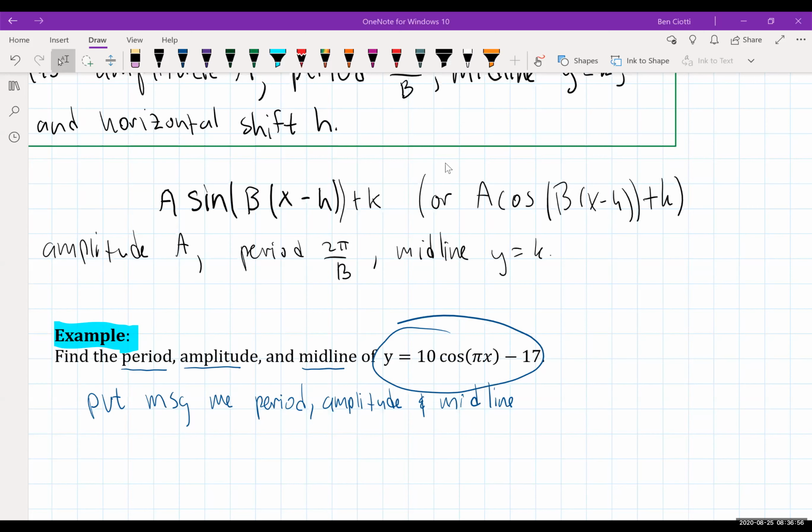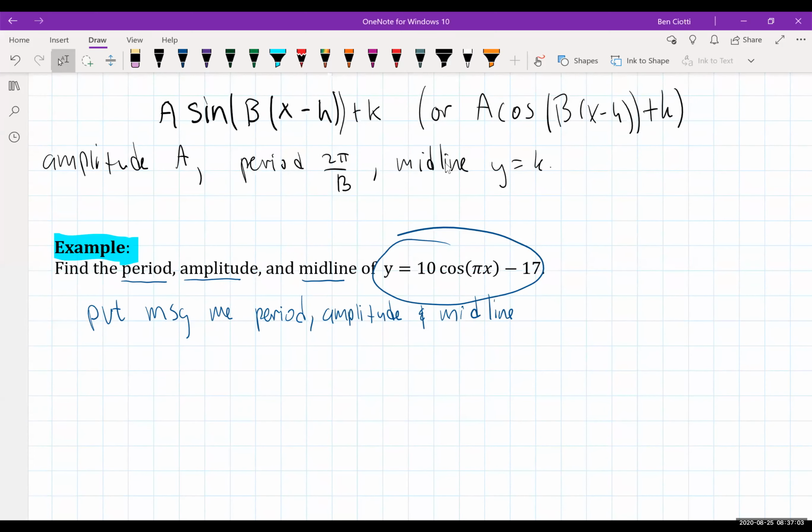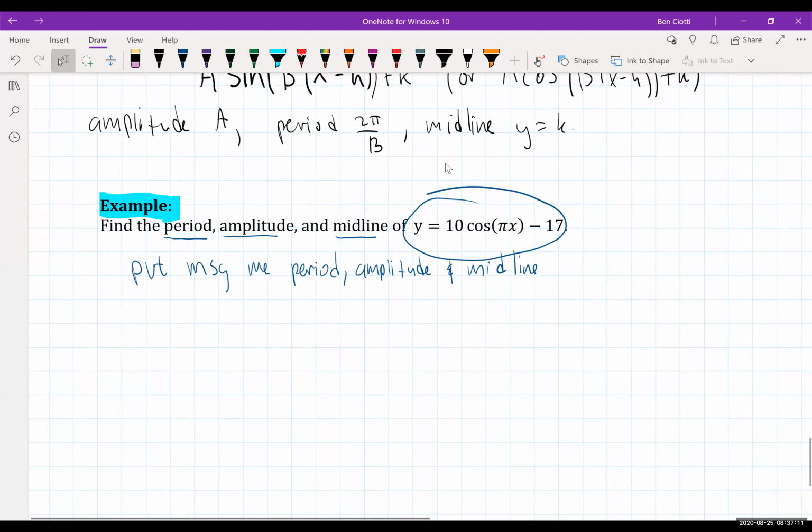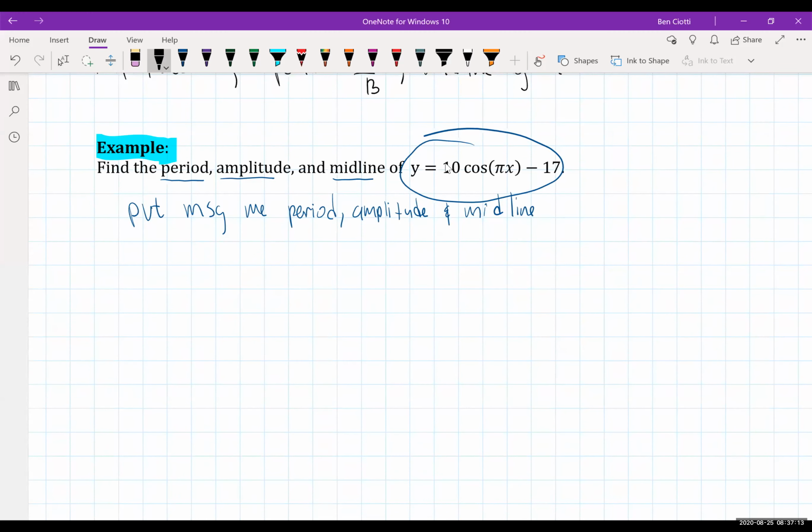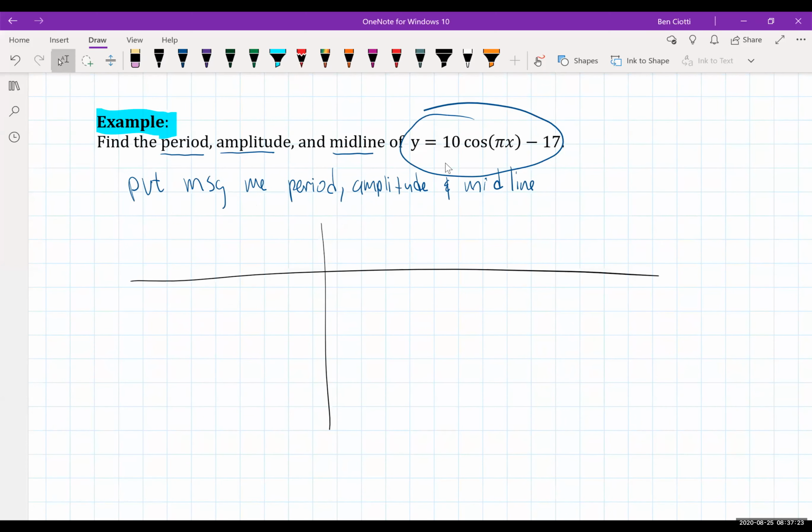All right, you folks are doing pretty good. Cool. Most people are getting this. So I'm now going to use the period, amplitude, and midline to help myself draw a rough sketch of this function. So here's the graph of 10 cos pi x minus 17. I apologize for the lousy artwork here, but hopefully it contains the important features.